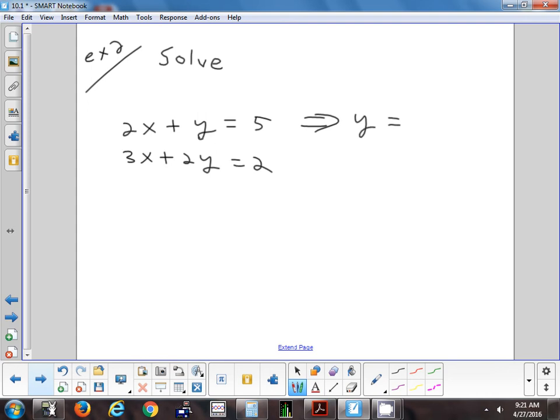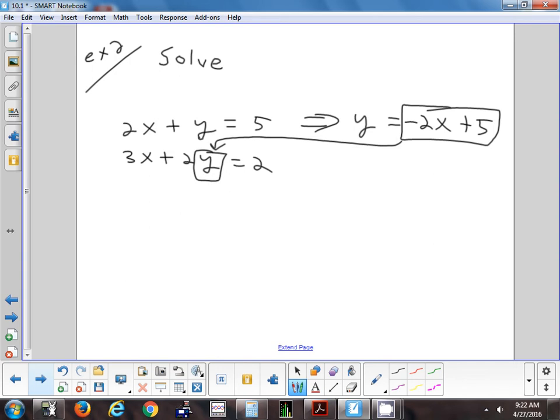Okay, so if we get y by itself, Brian, can you tell me what y would equal? Negative 2x plus 5. Yep. So he wrote it kind of like thinking about y equals mx plus b. He put the x term first. That's fine. So negative 2x plus 5. Now, what am I going to do with the negative 2x plus 5? Yep. And for what letter are you going to plug it in for? Y. Plug it in right there.